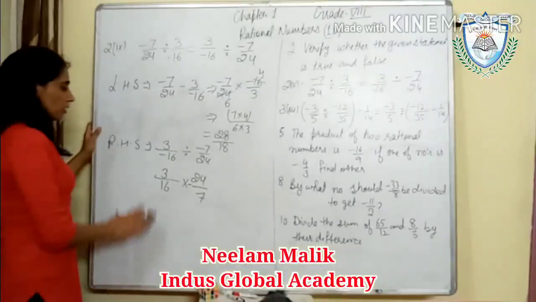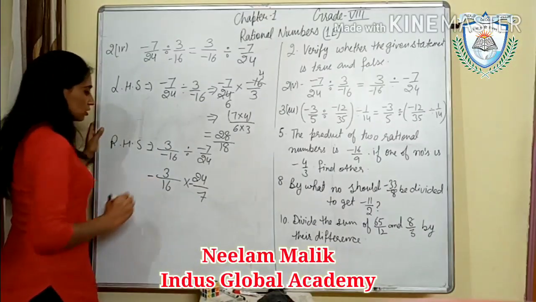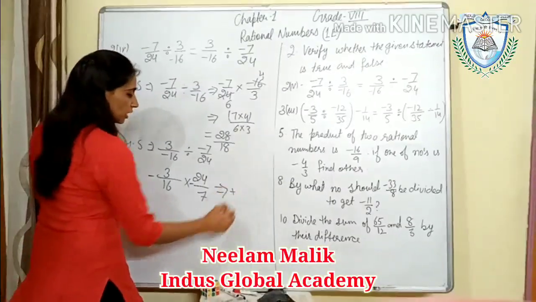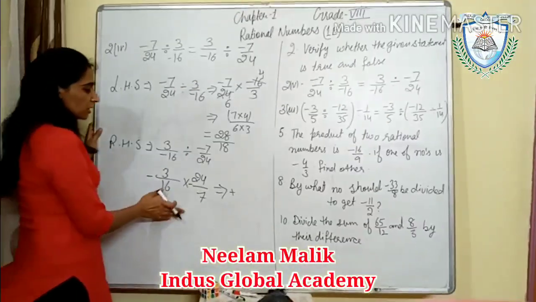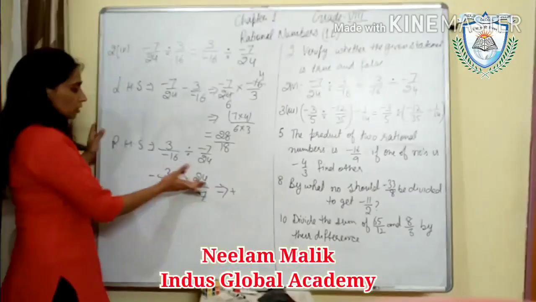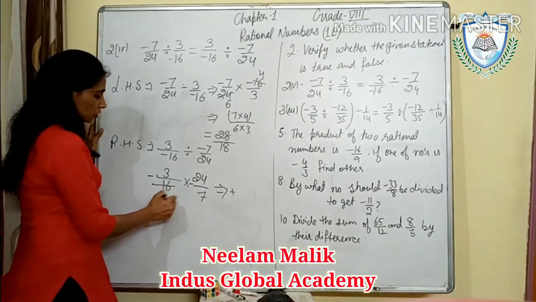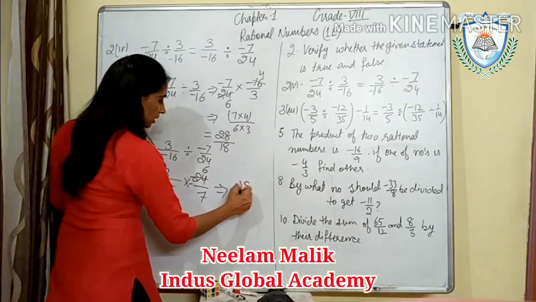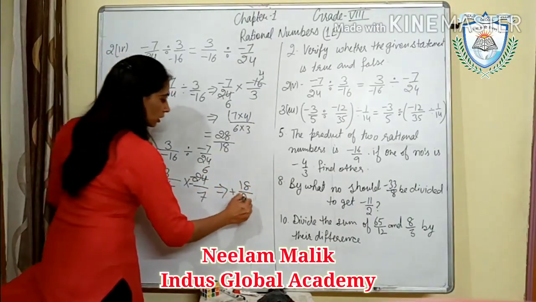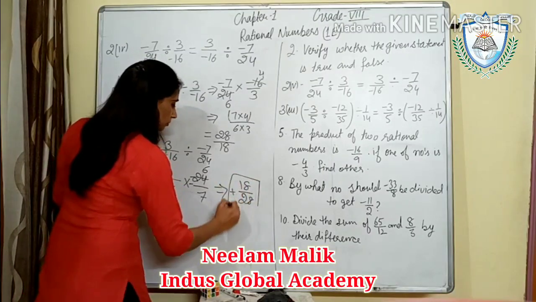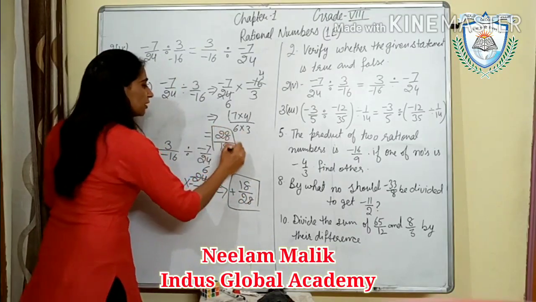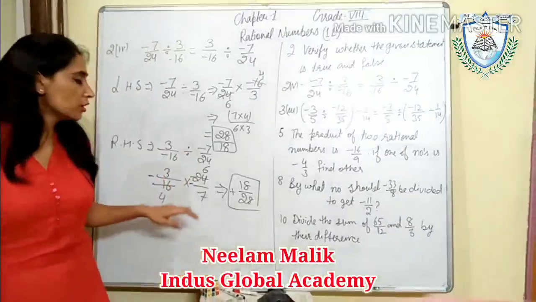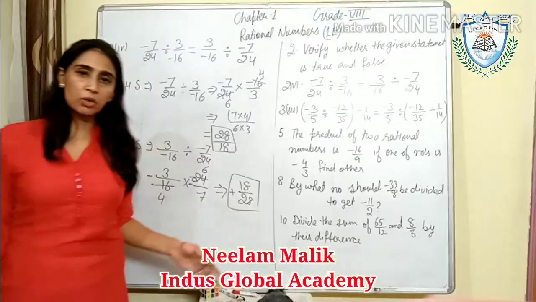Okay, so now this is also negative. This is also negative. So both are negative, so the answer will be positive. If they are cutting, please cut that. Here this is cutting. 4 fours, 4 sixes. So 6 threes are 18. Here will be 18 and 7 fours are 28. On the left hand side we get 28 upon 18, but on the right hand side we get 18 upon 28. Both are not the same.